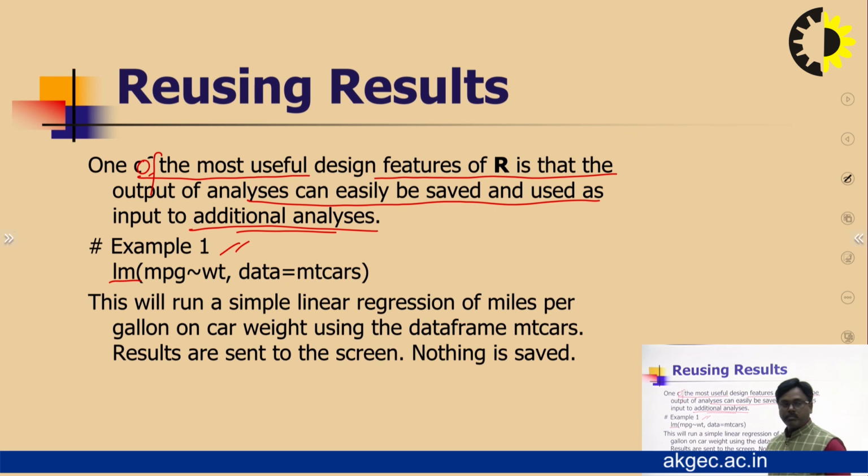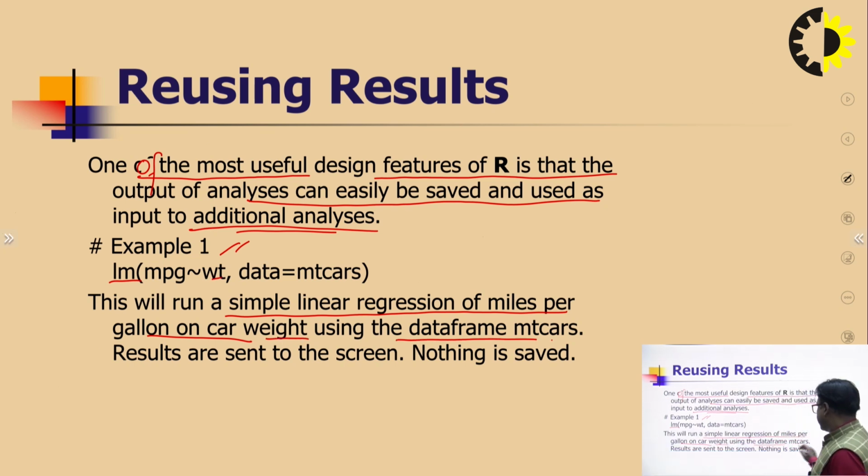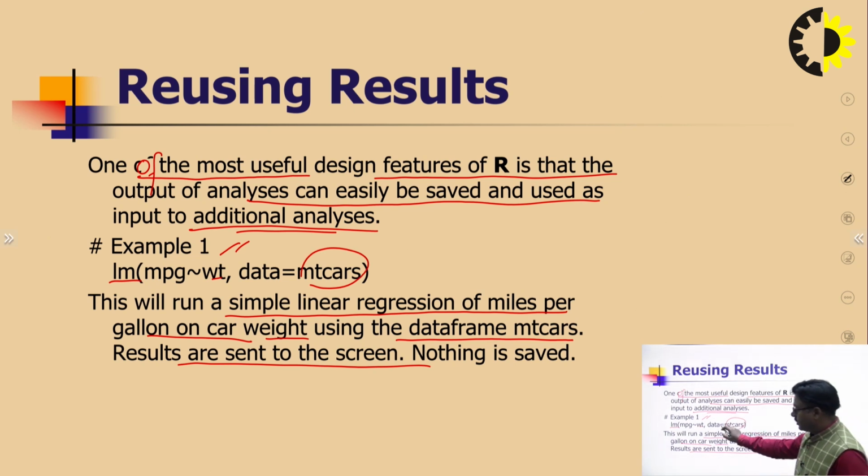lm is a function which will help you to utilize the existing data in your current session or current program. This will run a simple linear regression of miles per gallon on car weight, using the data frame mtcars, and results are sent to the screen. So the mtcars data is being utilized for miles per gallon on car weight, existing weights.